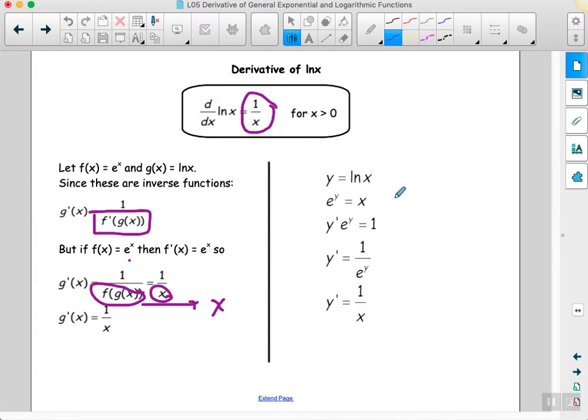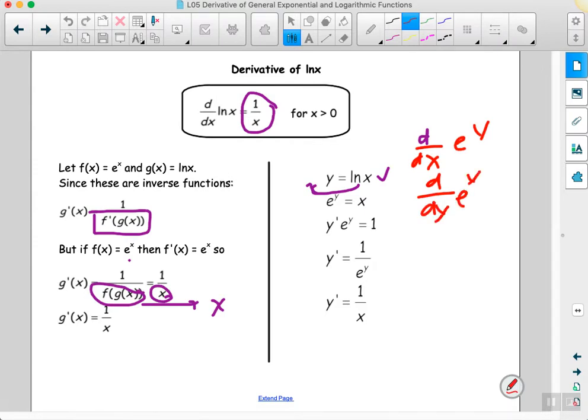Another way to do it is to start with y equals ln x, and then bring this over to this side and write it in exponential form. The reason we would do this is because we know how to take the derivative of an exponential, but I'm going to have to use implicit differentiation here. The derivative with respect to x of e to the y is going to be the derivative with respect to y of e to the y times dy by dx. And that's going to give me e to the y times y prime.